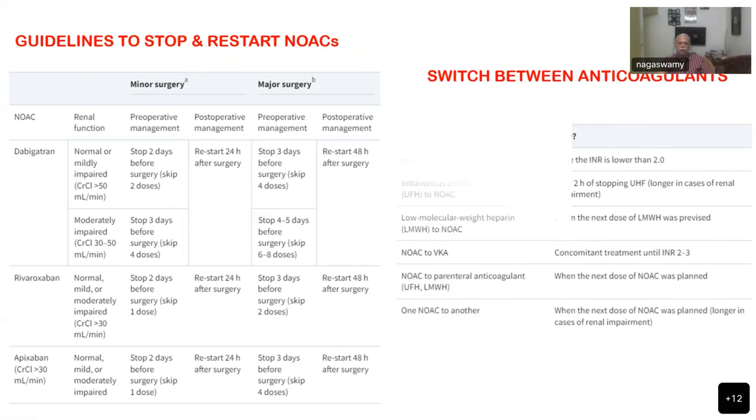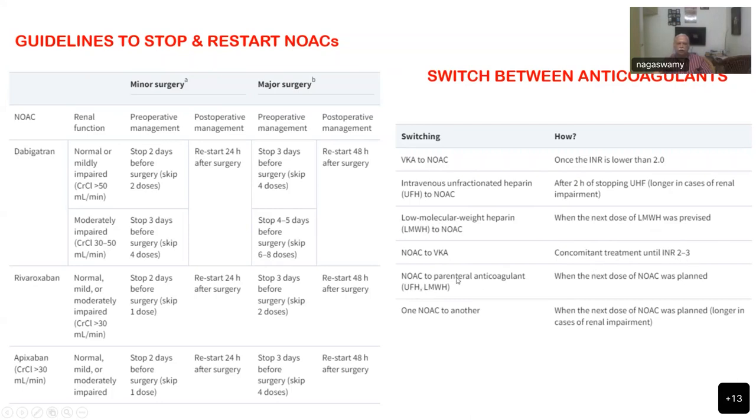And switching between the anticoagulants. When the patient is on a vitamin K antagonist and you want to switch over to the newer ones, once the INR is lower than 2, you can switch to the newer drug. For intravenous unfractionated heparin to NOAC, after 2 hours of stopping unfractionated heparin, you can start the oral drug. Similarly, low molecular weight heparin to the newer one, when the next dose of low molecular weight heparin is due, you can go for this. Switching from NOAC to a vitamin K antagonist, give concomitant treatment until INR is 2 or 3.